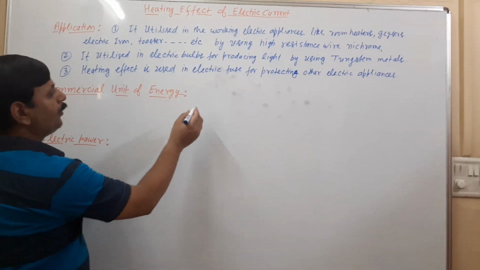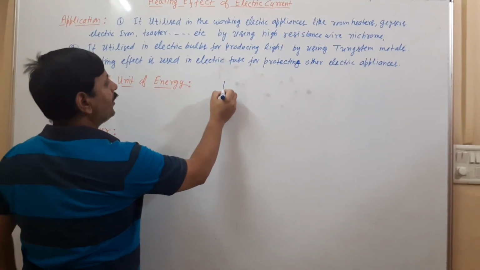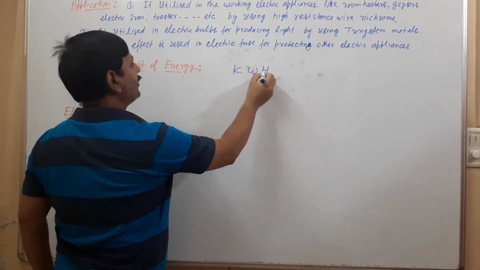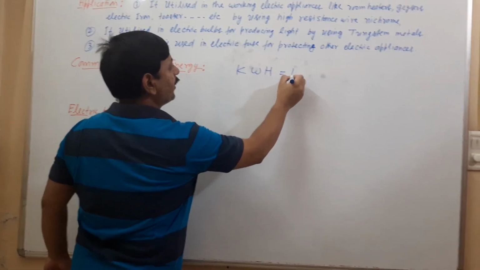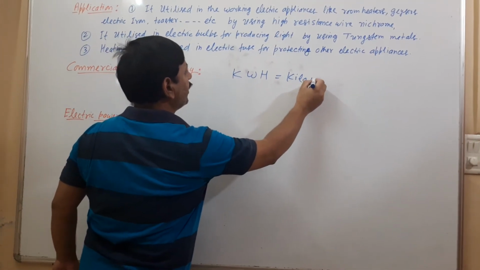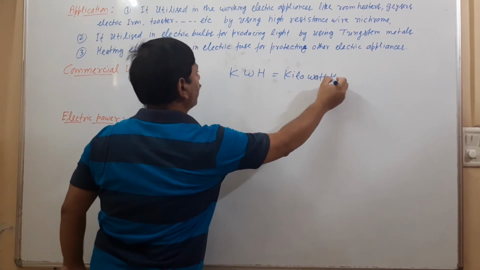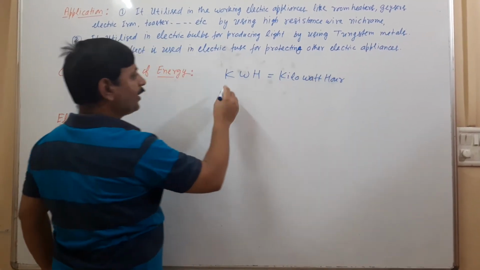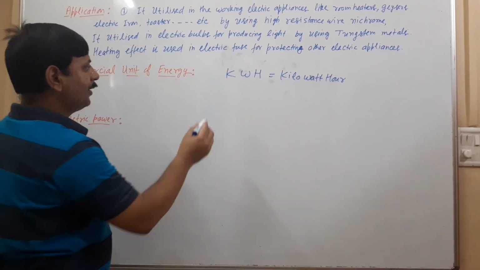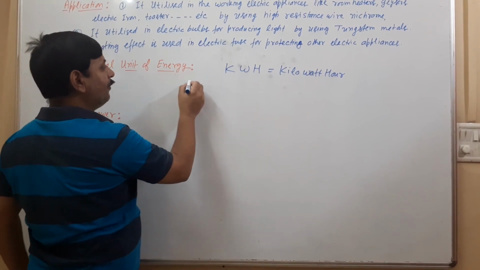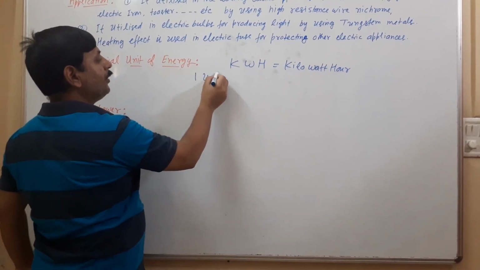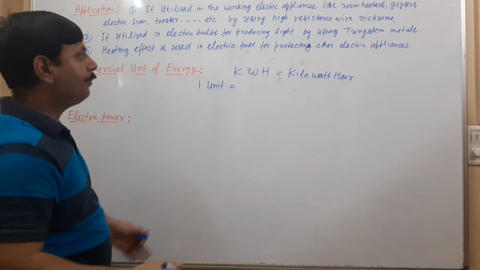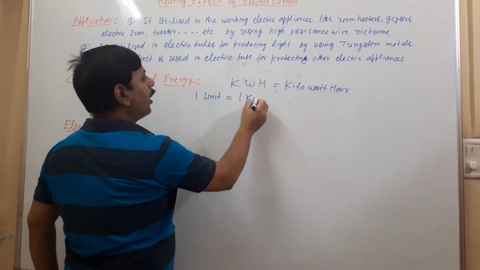What is the commercial unit of energy? The commercial unit of energy is kWh, kilowatt hour. 1 kilowatt hour is called 1 unit. 1 unit consumption of energy means 1 kilowatt hour.